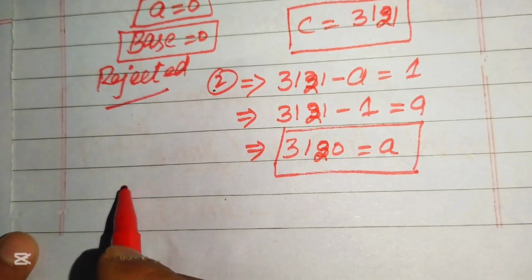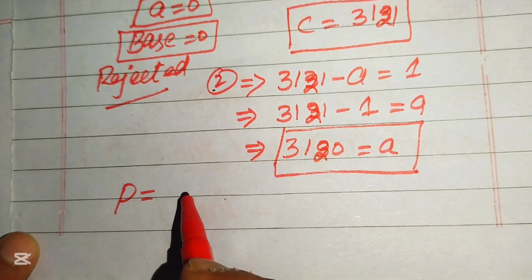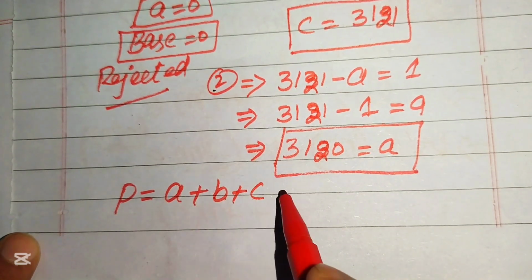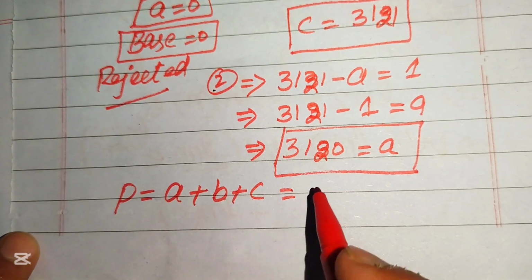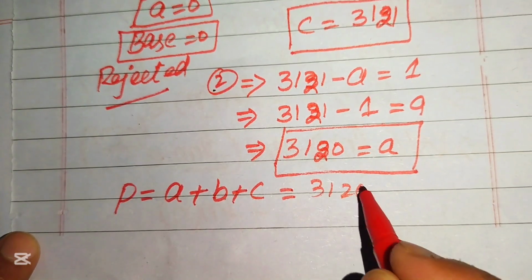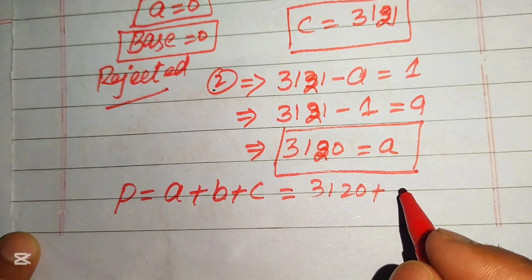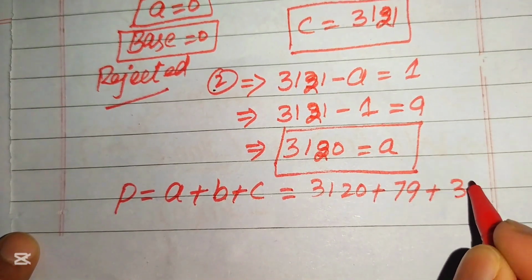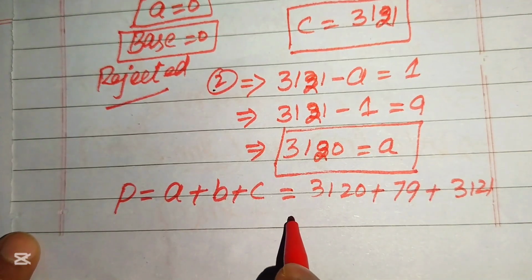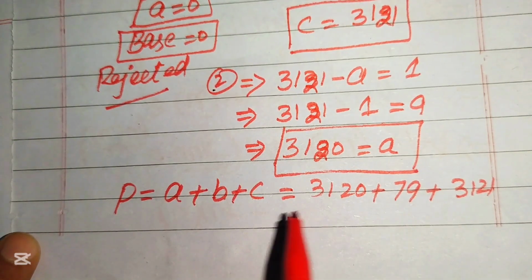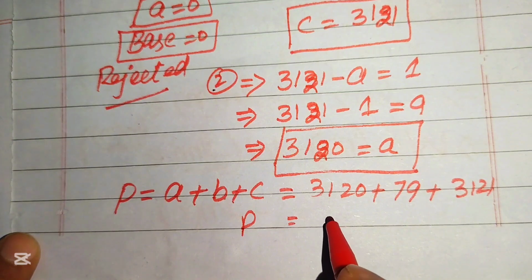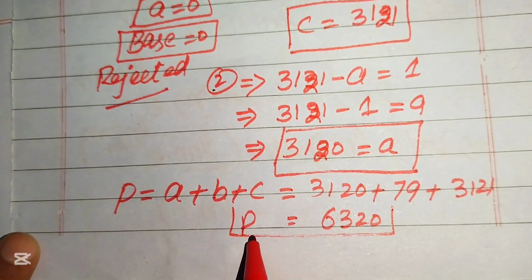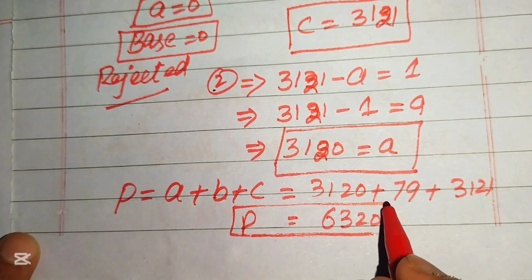And you know that the formula of the perimeter of the triangle is equal to the sum of three sides of the given triangle. Okay, so we have the value of a is 3120, the value of b is given in the problem, that is 79, and the value of c is 31 and 21. So when you sum up all of these values, then you get the value of p is equals to 63 and 20. This is the perimeter of the given triangle.